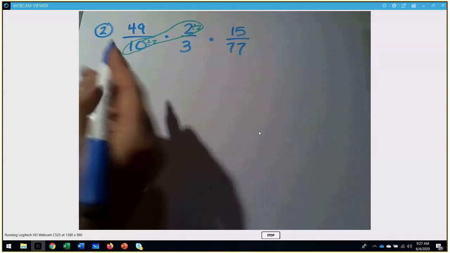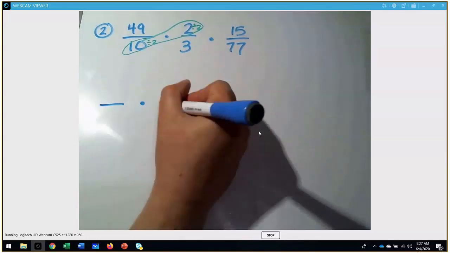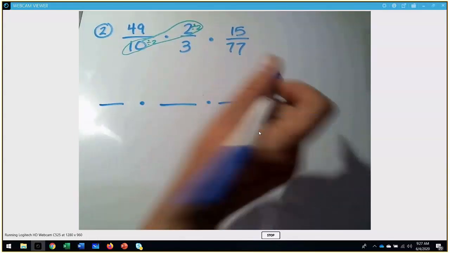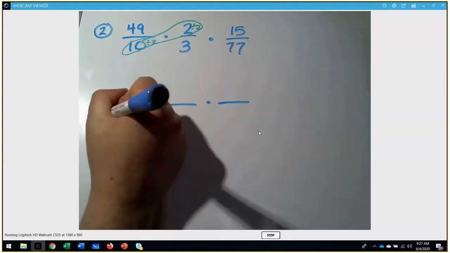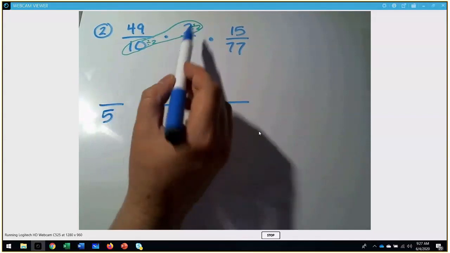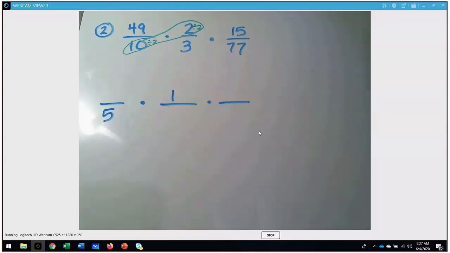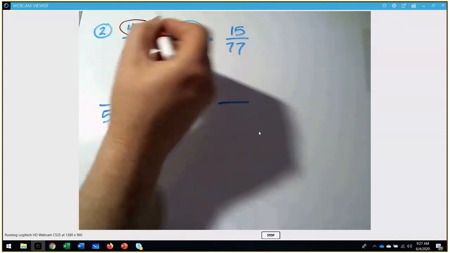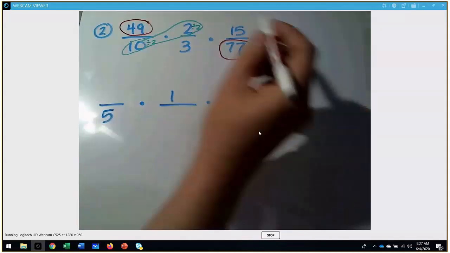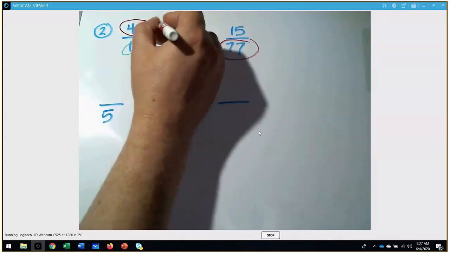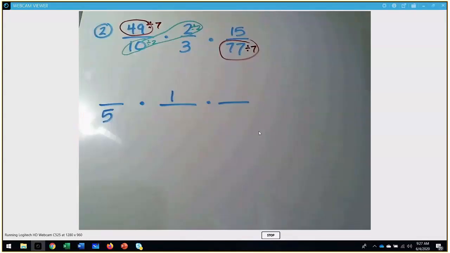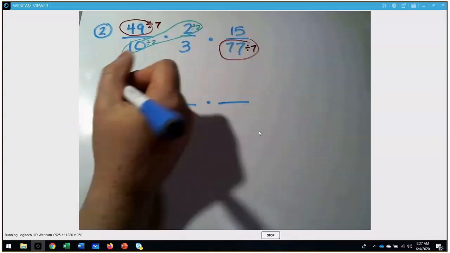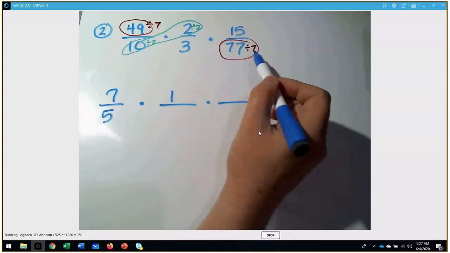And I'm gonna start replacing stuff down here. All right, so my 10 divided by 2 is 5. 2 divided by 2 is 1. The other thing I heard you say, you could do these 2 by 7. So let's do that. 49 divided by 7 is 7. 77 divided by 7 is 11.